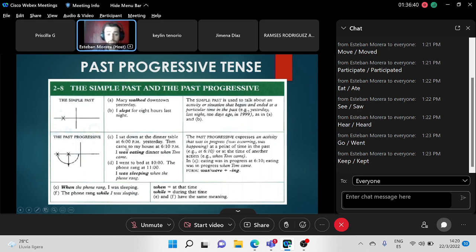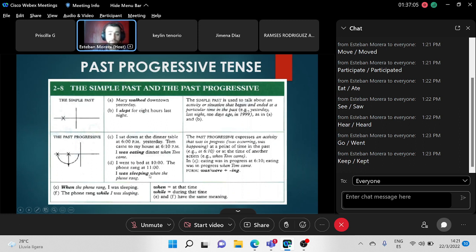If you pay attention to these two examples, this is basically what I was saying. For example, I was eating dinner. The action was in progress when Tom came. Tom came is an action in the simple past tense. And this action in the simple past tense interrupted the progress of the action in the past progressive.